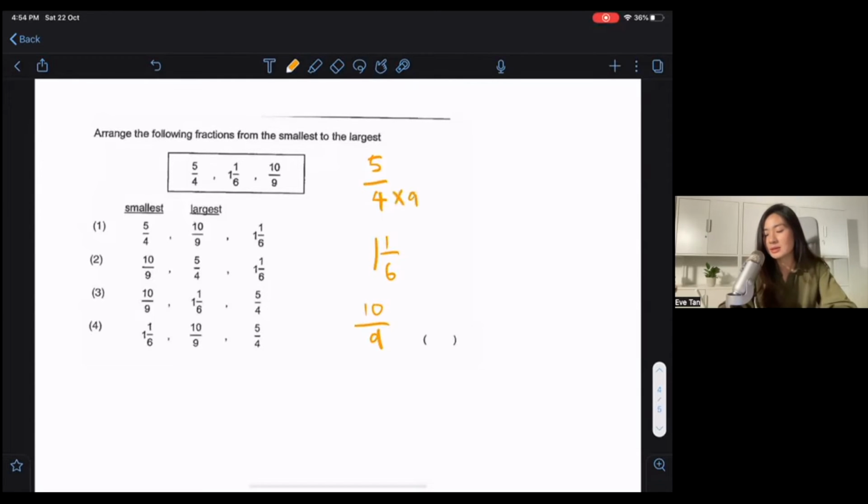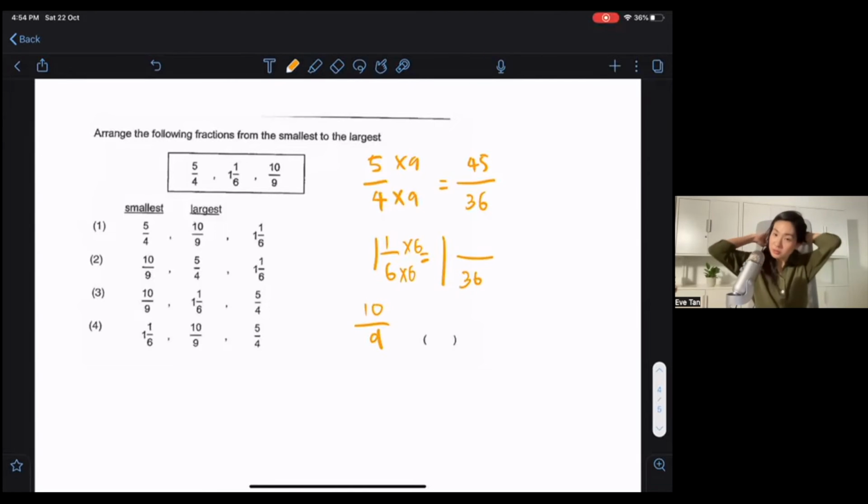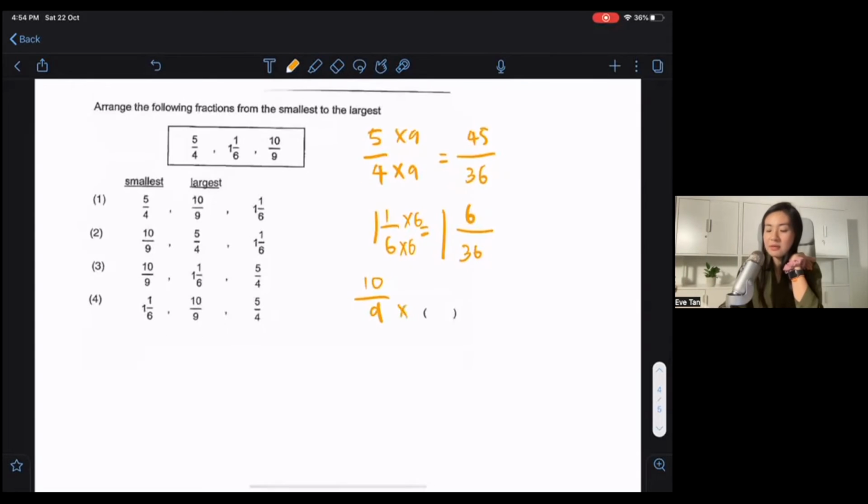Times 9 times 9, I will get 45 out of 36. Okay, now I'm going to times 6 to make it 36. Whole number stays first. If there's a need, I will make it into improper later. You have a choice to actually make them into improper right away. Lastly, for the last fraction, I will times 4 to give me 40 out of 36.